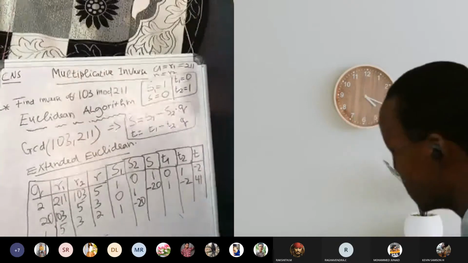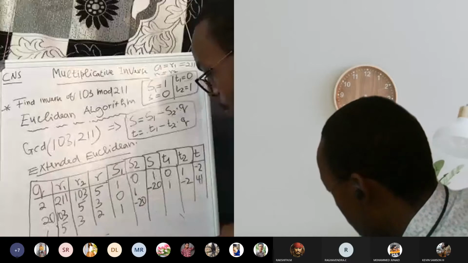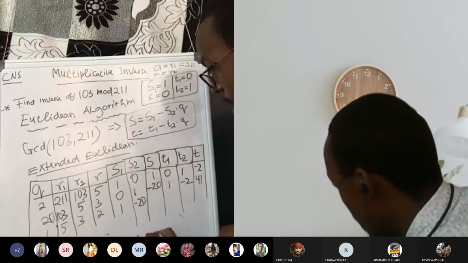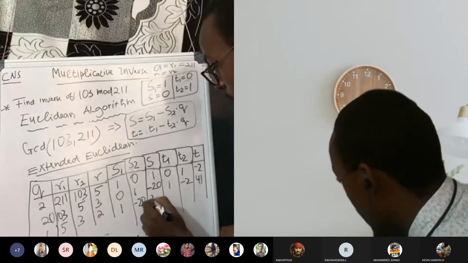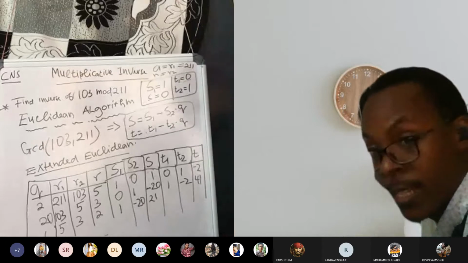What is the value of S? What is the value of this S? S is equal to 1 minus 20 into 1, which is equal to 21. Okay, 21. All right. Now, second.